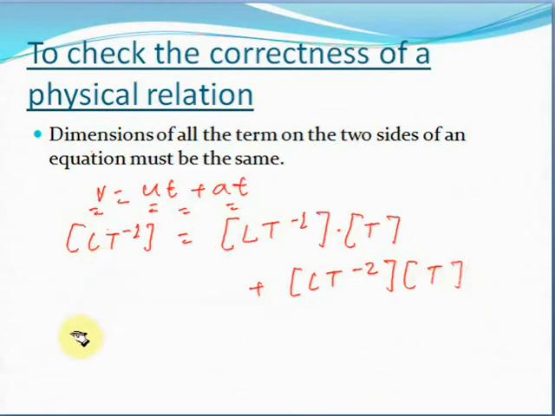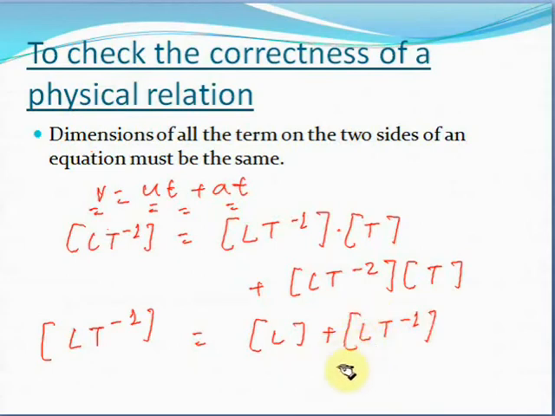So on the left hand side we have L into t to the power minus 1, and on the right hand side we have L into t to the power minus 1 plus L into t to the power minus 1. So we can see that the dimension of v, that is L into t to the power minus 1, matches with the second term on the right hand side, that is at, but not with the first term on the right hand side. So since the dimension of all the terms on the two sides of an equation must be same, we can say that this particular physical relation is not correct.